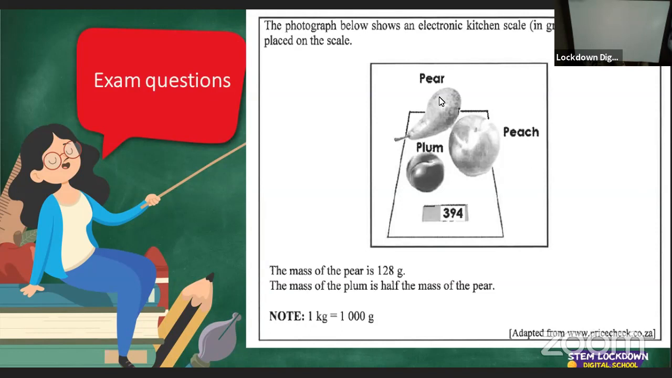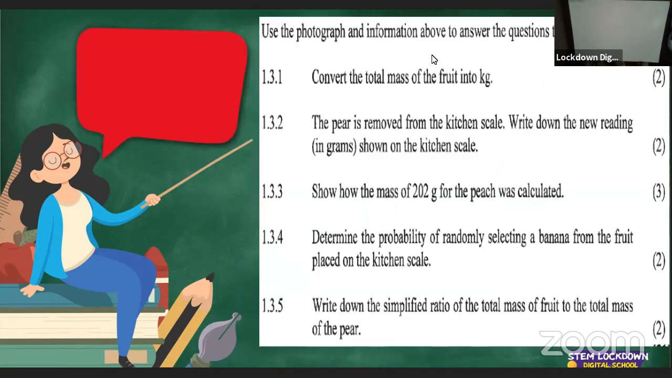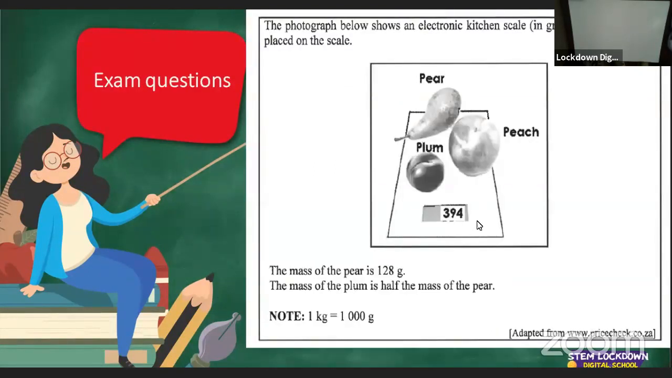Okay, so let's move on to our first question. It says answer the questions that follow. Convert the total mass of the fruit into kgs. We want to convert this total mass that we have been given. So let's see how we can do that.